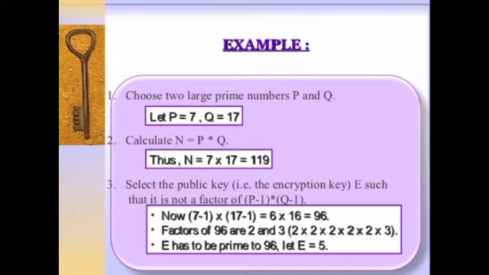The next step is to select the public key, or the encryption key E, such that E is not a factor of p minus 1 times the quantity of q minus 1. Now, 7 minus 1 times the quantity of 17 minus 1 is equal to 6 times 16, which equals 96. The factors of 96 are 2 and 3, so 2 times 2 times 2 times 2 times 2 times 3. So E has to be prime to 96, and let E equal 5.